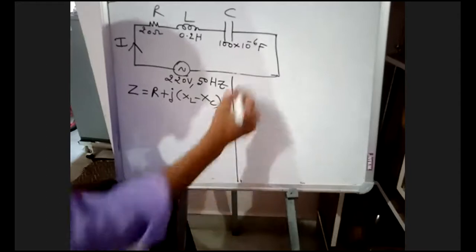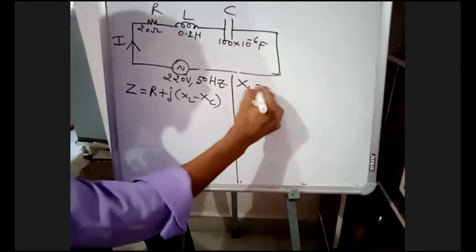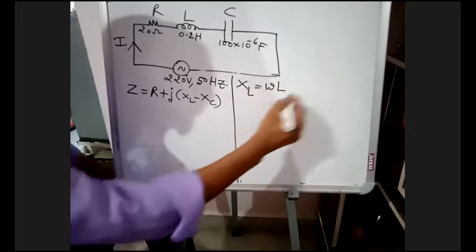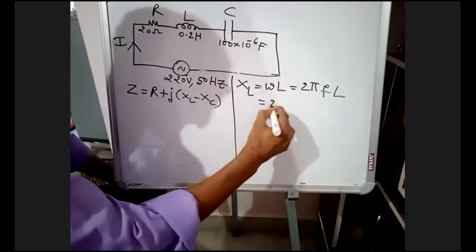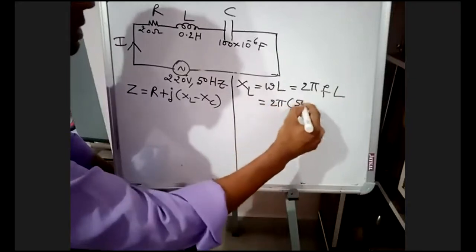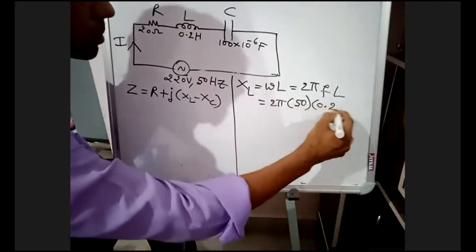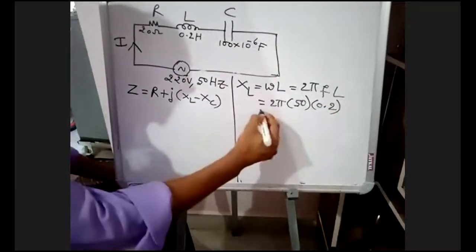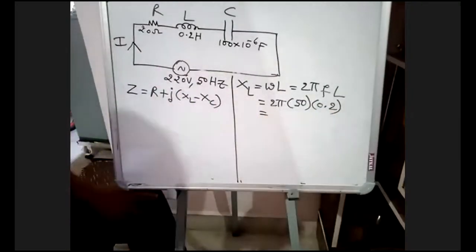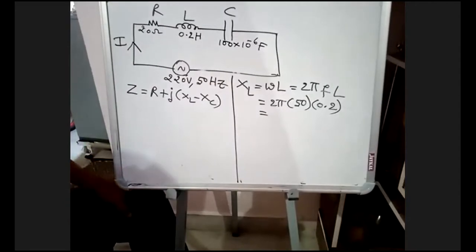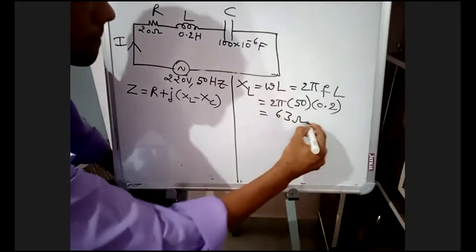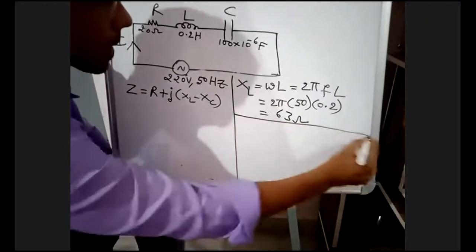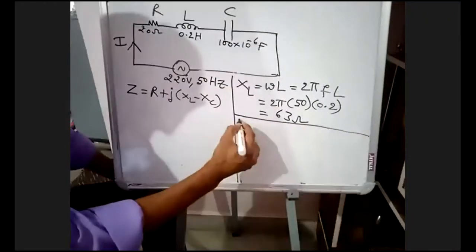First I am determining XL. XL is equal to omega L. Omega is 2 pi f, that is 2 pi into 50, and L is 0.2 Henry. Calculate. We'll get 63 ohms.